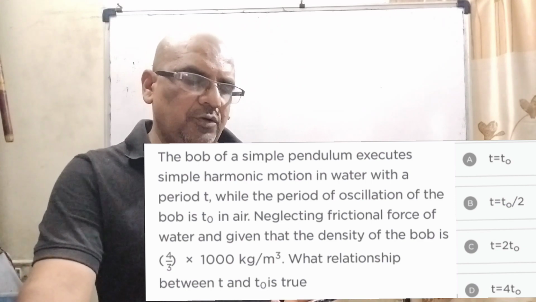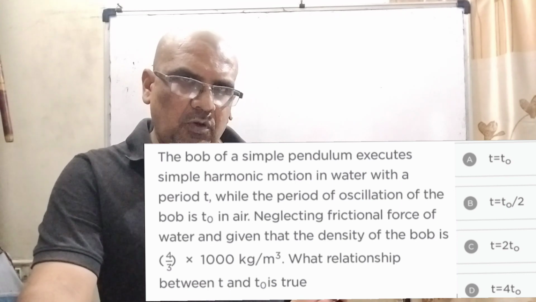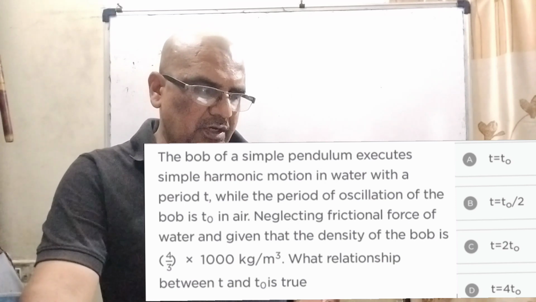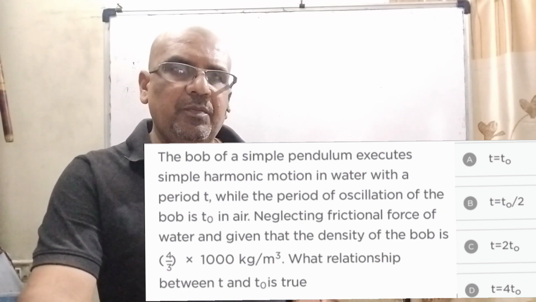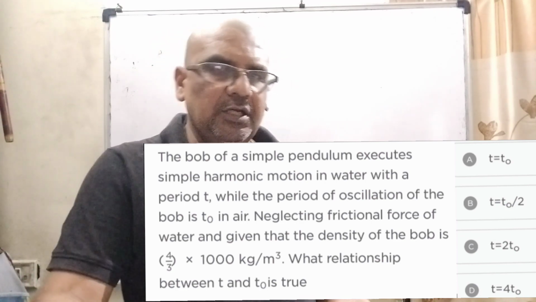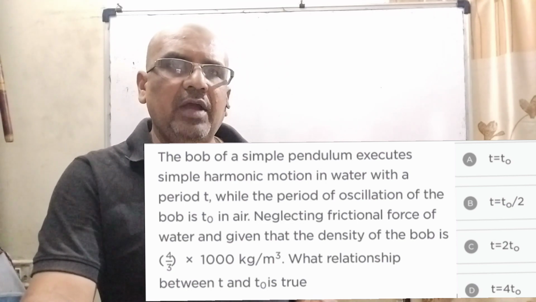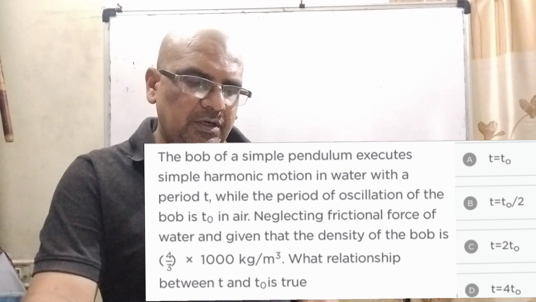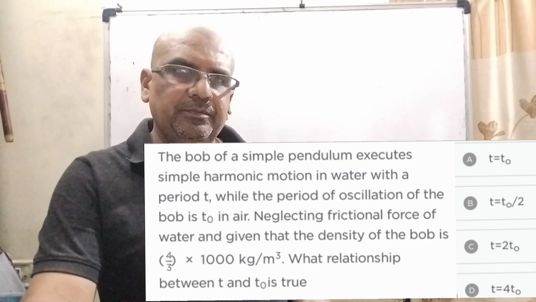The bob of a simple pendulum executes simple harmonic motion in water with a period T, while the period of oscillation of the bob is T naught in air. Neglecting frictional force of water and given that the density of the bob is 4 by 3 into 1000 kg per meter cube, what relationship between T and T naught is true? Here we have given four options. Options are A, T equal to T naught. Option B, T equal to T naught by 2. Option C, T equal to 2 T naught. And option D, T equal to 4 T naught.